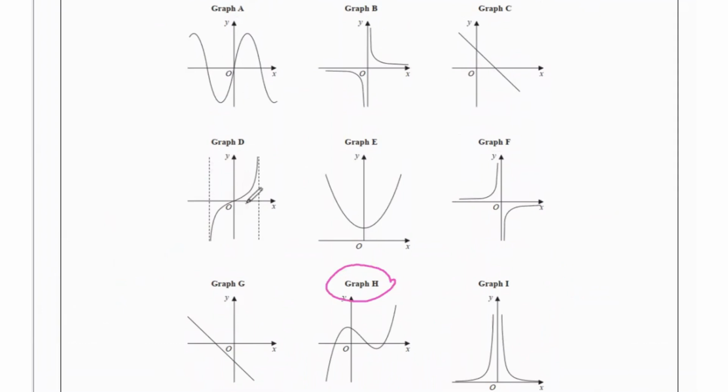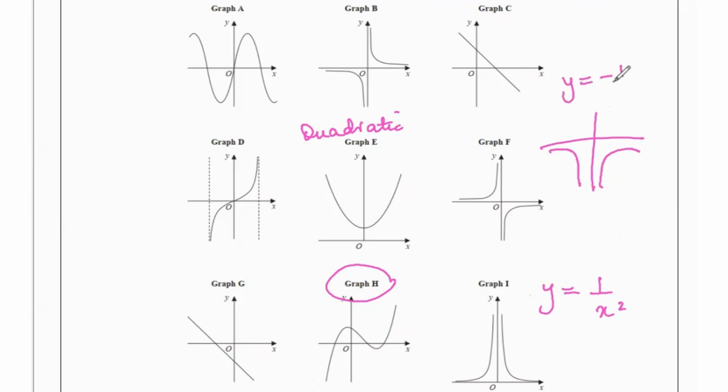So that's your answer. If you're wondering about the other ones, E is quadratic and I is y equals 1 over x squared. For y equals negative 1 over x squared, your graph will be in these quadrants. These are also rational. So these are all of the graphs of function that you can get. I don't think they can give any other shape. These are all of the relevant ones.